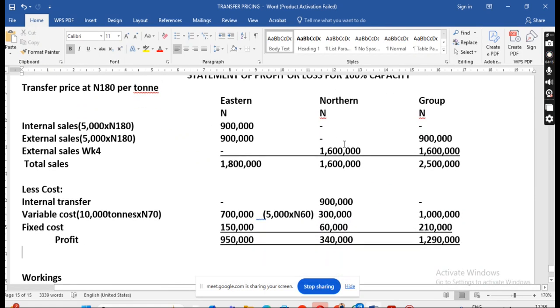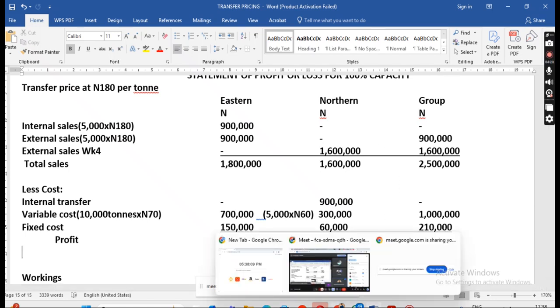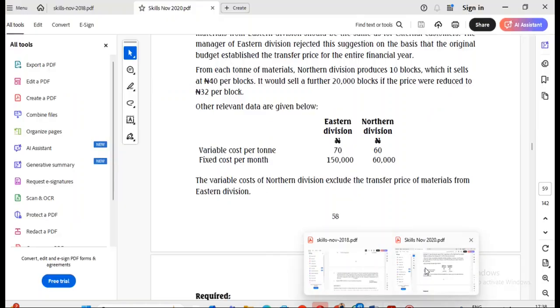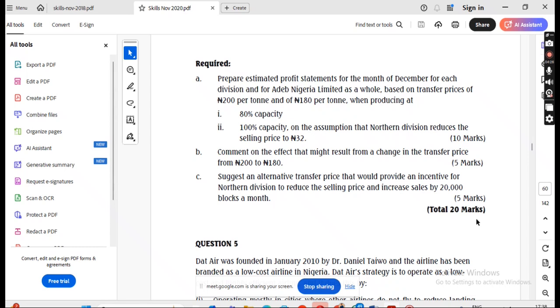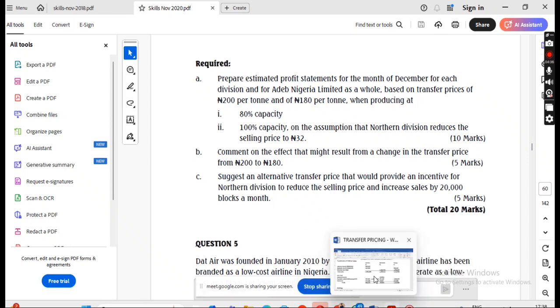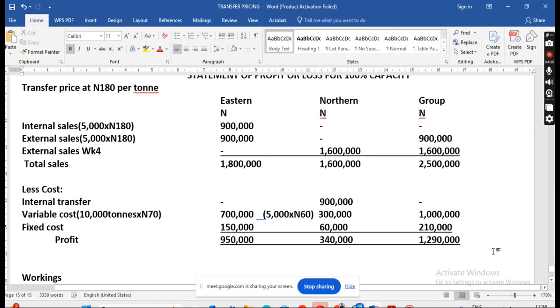Now, I know the next question now. Something should have come to your mind if you want to recommend or advise the company, right? So what is the next question, please? The next question says that comment on the effect that might result from the change in transfer price from 200 to 180. So comment on it, right?